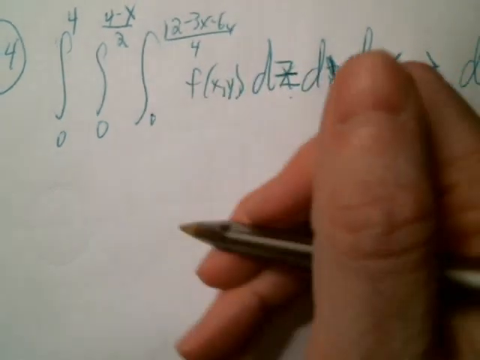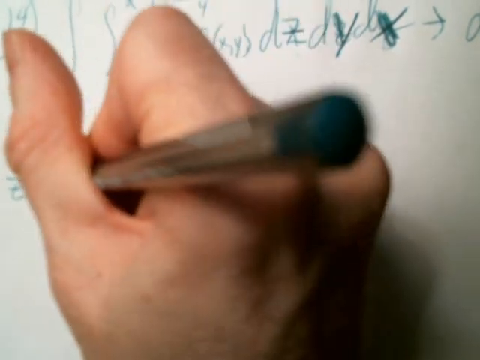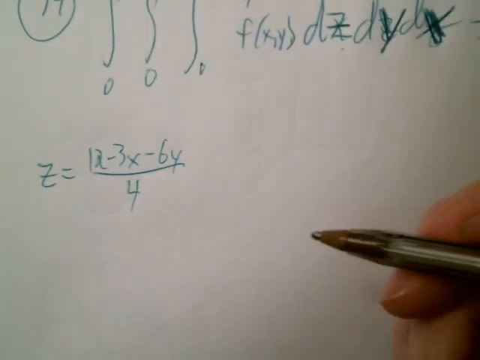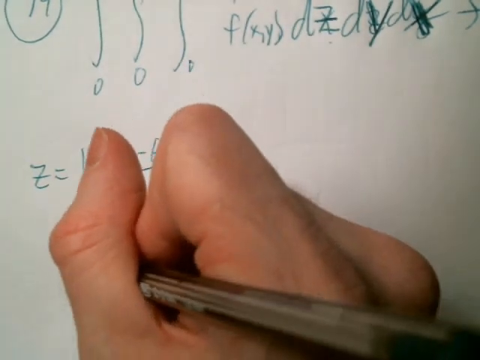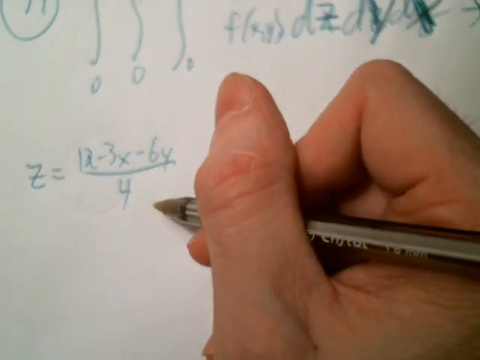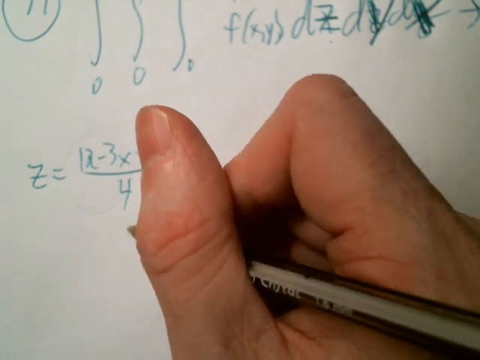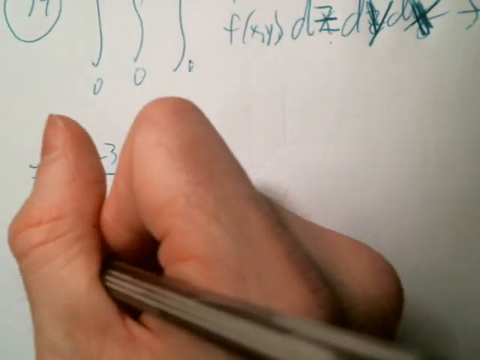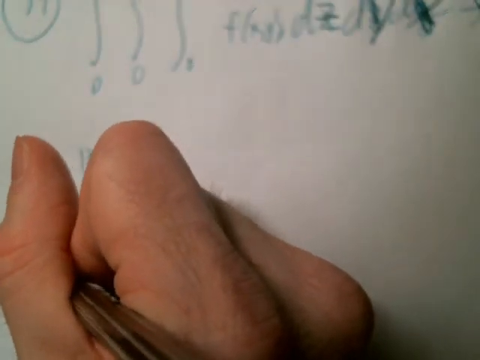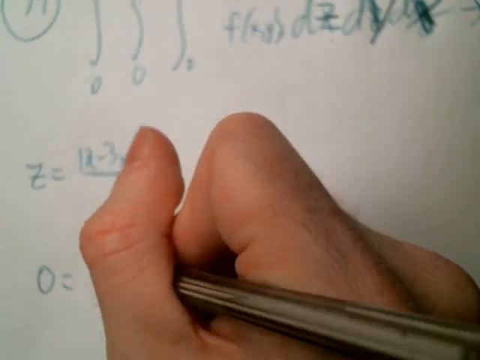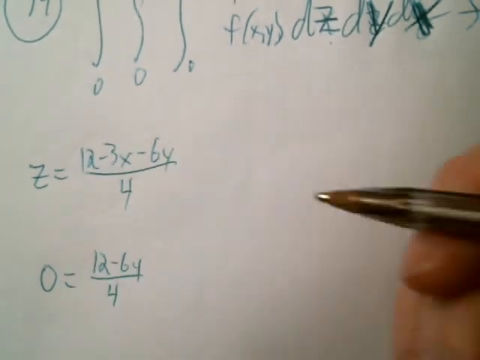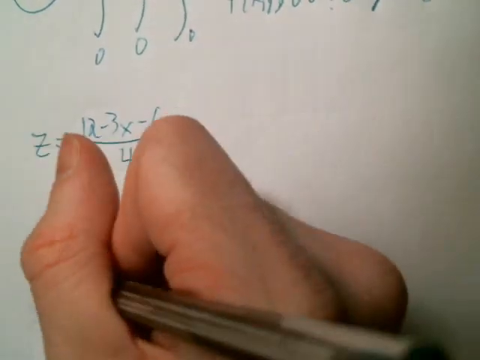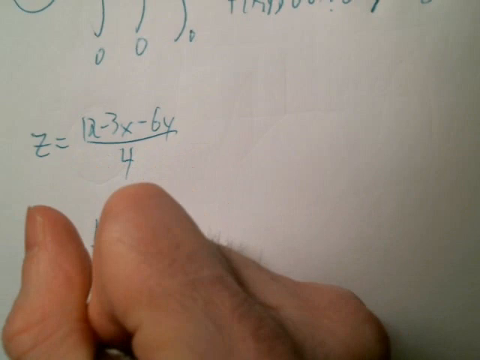It's z equals that thing. So z equals 12 minus 3x minus 6y all over 4. And if you think about it, you need the x, y, and z axis intercepts to draw it. So when x and z are 0, you're getting the y-intercept. You'd have 0 equals 12 minus 6y over 4. Multiply both sides by 4, you get 6y is 12, so y is 2.